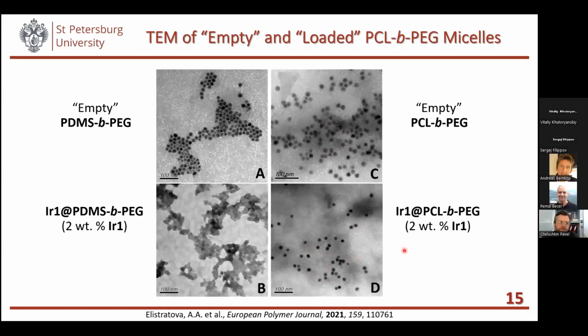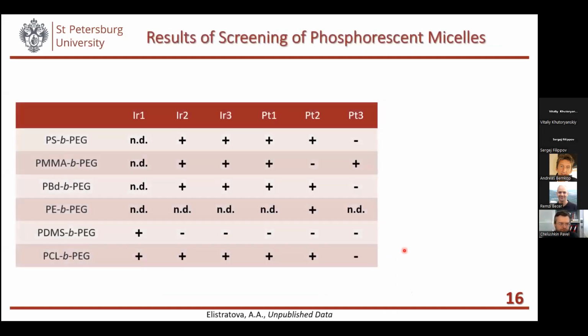After that, we decided to investigate this whole library that can be constructed based on our block copolymers and our complexes. You can see that this work is still in progress, because we haven't checked iridium-1 complexes and polyethylene-based block copolymers. We found that some block copolymers didn't work. For example, dimethyl siloxane didn't work, and platinum-3 worked not very well.